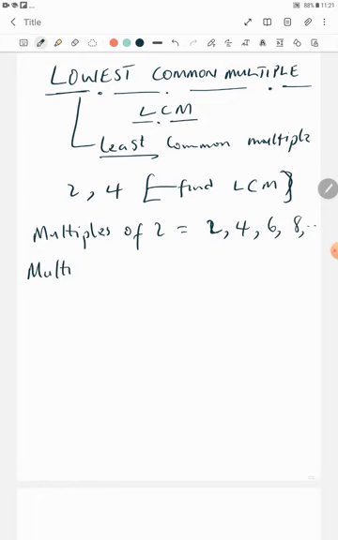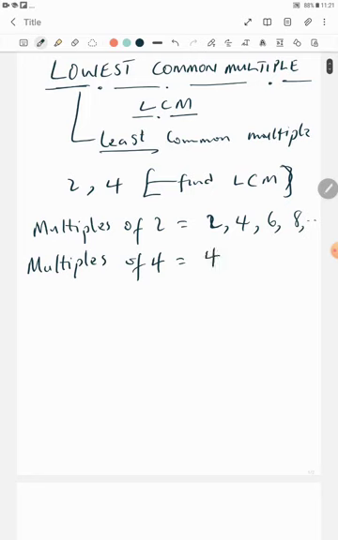Multiples of 4 now. What are the multiples of 4? We'll start with 4. We continue with 8, 12, and so on and so forth. Multiples of 2 means we are going to be increasing the number by 2, starting from 2 and increasing by 2 like that. Multiples of 4 means that we are going to start with 4 and then we are going to increase it by 4. So this is what we will have.